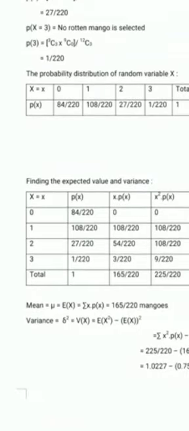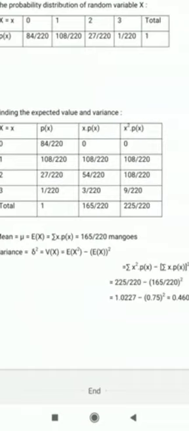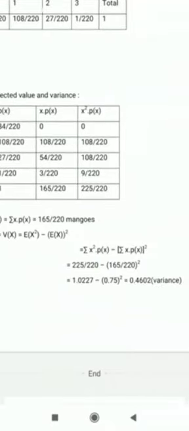Now moving on, mean is equal to sigma Ex, that is sigma x into px. So the answer for mean is directly from the table, that is the total of x into px. So 165 by 220 mangoes. Variance, that is Vx, is equal to Ex square minus E of x the whole square, that is Ex square minus mean square. So sigma x square into Px minus sigma x into Px the whole square. So 225 by 220 minus 165 by 220 the whole square. The final answer that we get for variance is 0.4602.